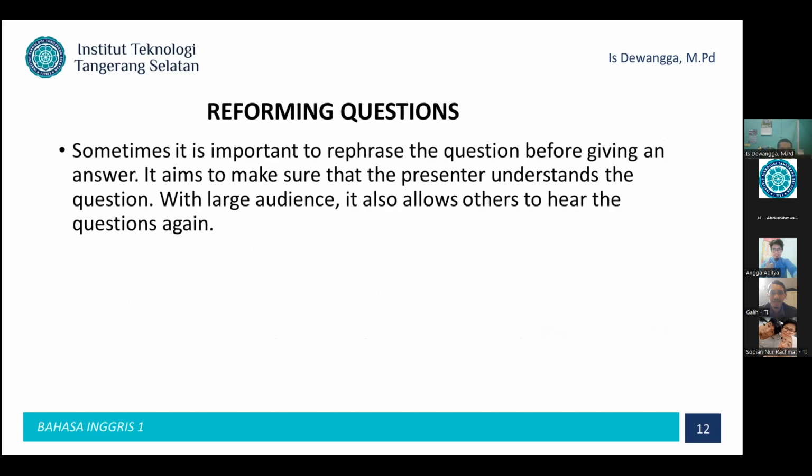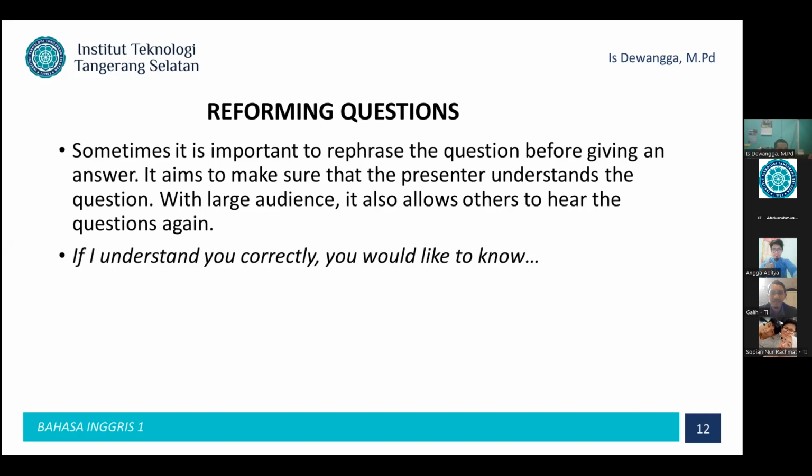Sometimes it is important to rephrase the question before giving an answer. It aims to make sure that the presenter understands the question. With a large audience, it also allows others to hear the question again. So we can also paraphrase the question. For example, if a question is difficult to understand, maybe one of your team, or your friends, will rephrase the question from the audience, so the presenter can easily understand it.